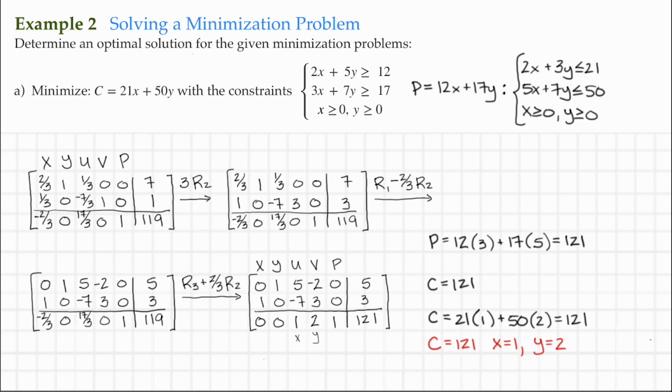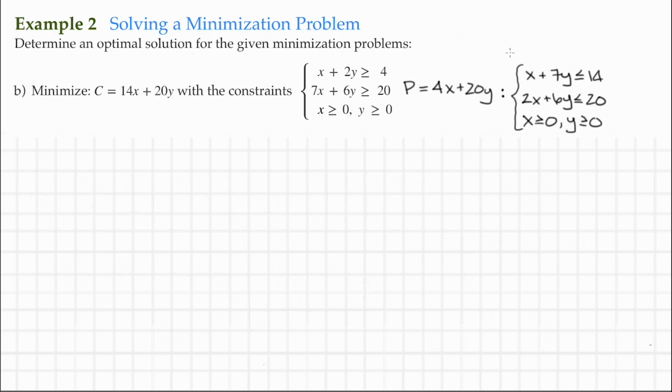So we'll do the same process for letter B. So let's try letter B. So the same again, we're going to take the dual problem here and write it as linear equations with slack variables. So we'll have x plus 7y, and our slack variable, again, we'll use u. That's equal to 14. 2x plus 6y. Put in our slack variables, got to be different than this one. We'll use v. That's equal to 20. And then, of course, we'll put in the objective function here, moving the variables over to the other side.